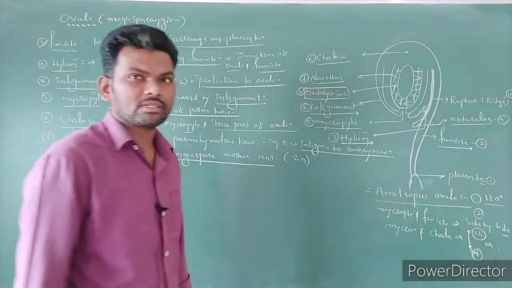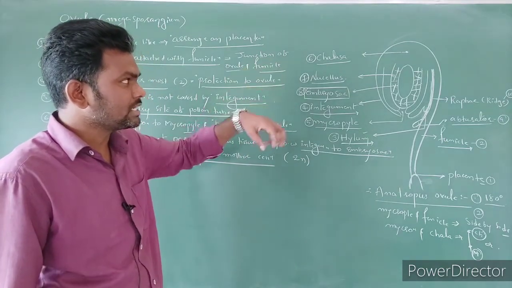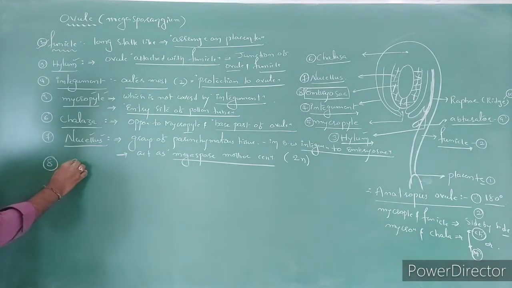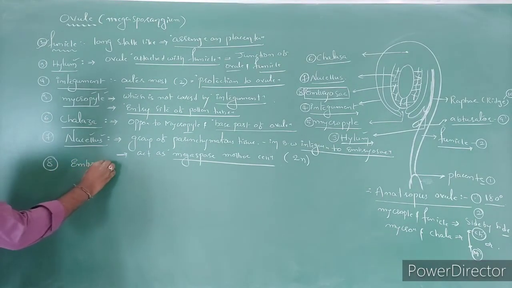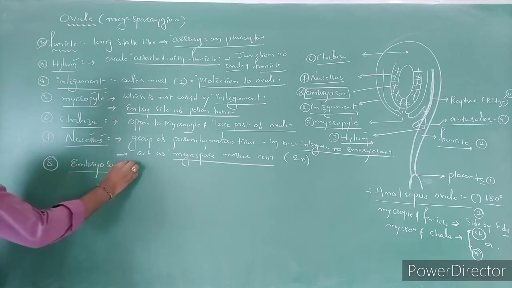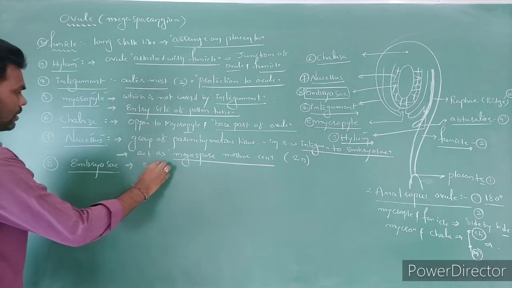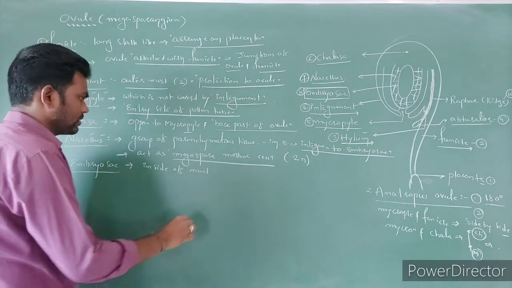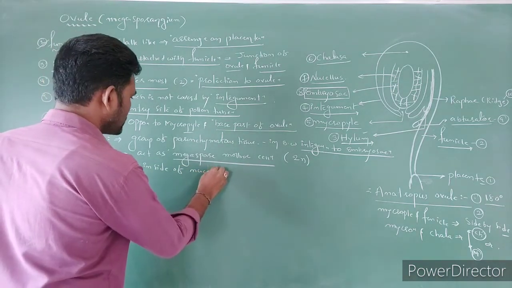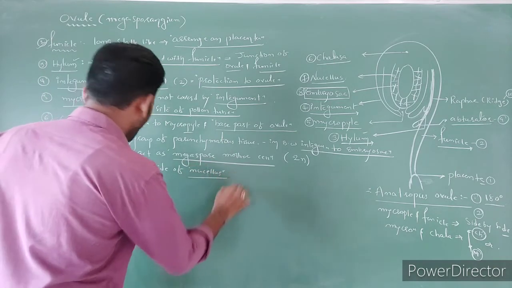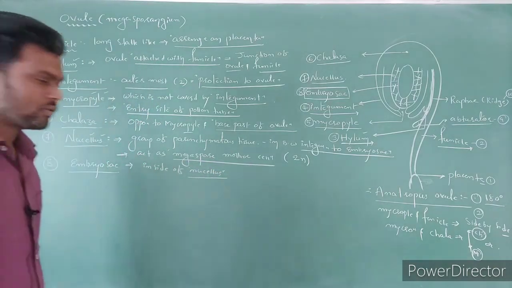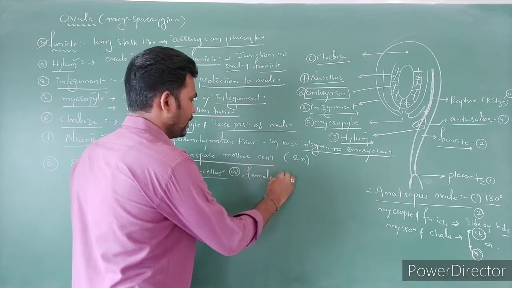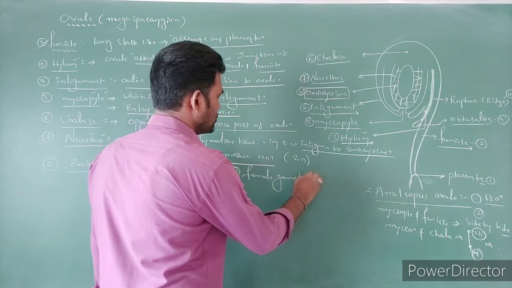Where is the embryo sac present? The embryo sac is present inside the nucellus tissue, right? This embryo sac is also called the female gametophyte.